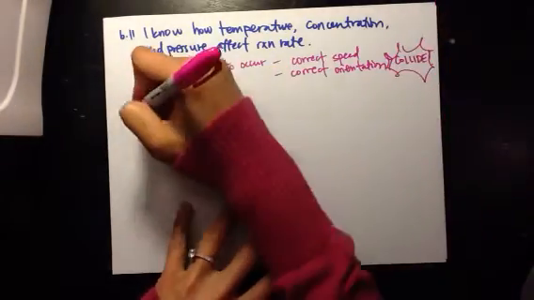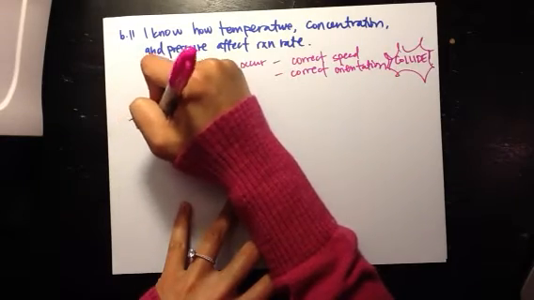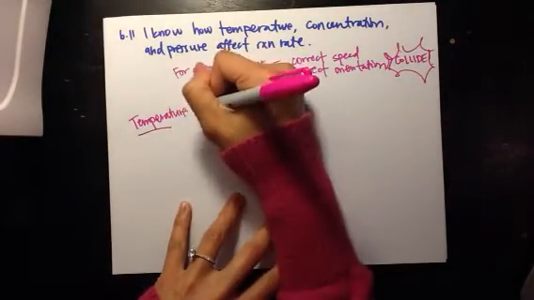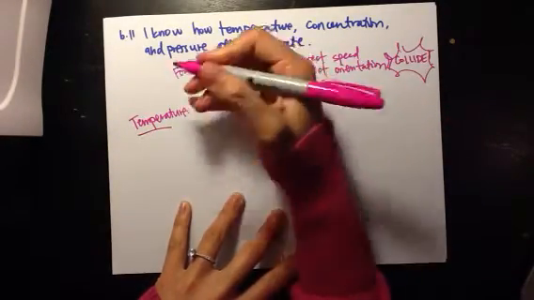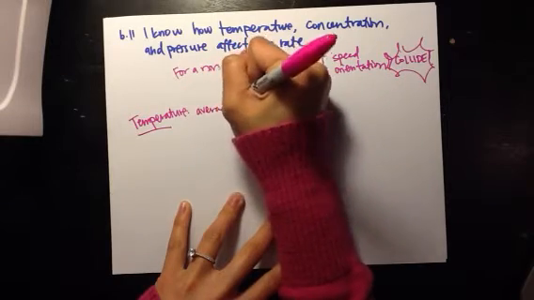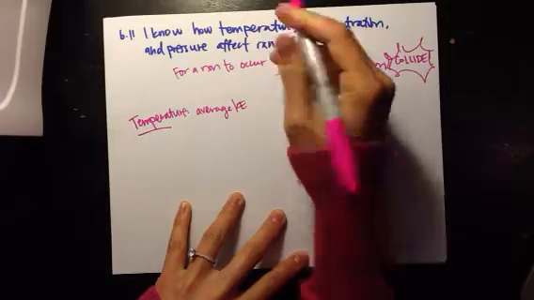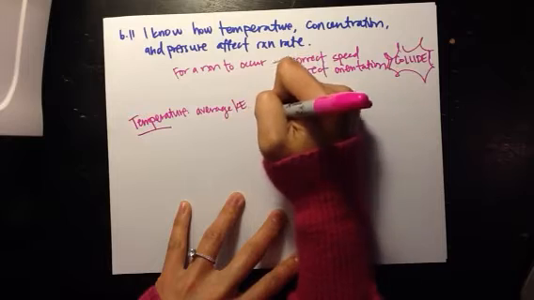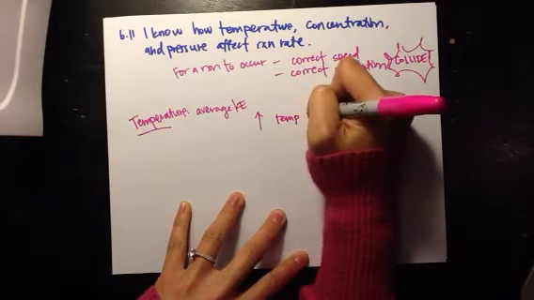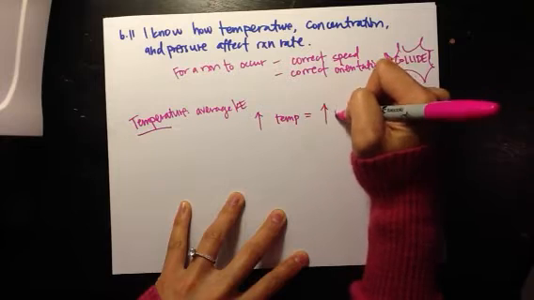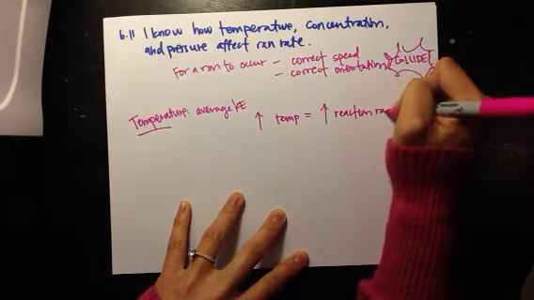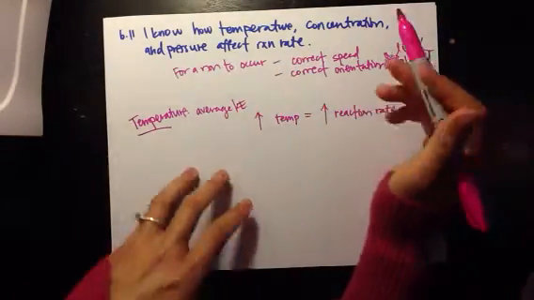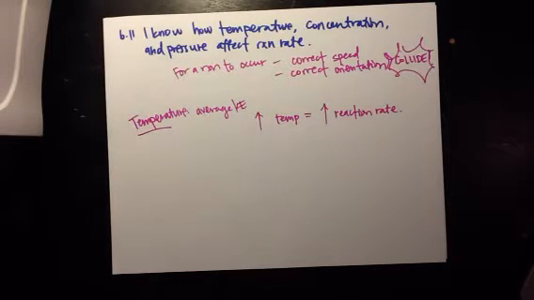Okay, now let's start with temperature. Basically what you have to remember about temperature is it is a measure of the average kinetic energy of a substance. So the higher the temperature, the faster the molecules are moving. So if you increase temperature, you're going to see an increase in reaction rate. Why? Because the molecules are moving faster, so the chances of them hitting each other are going to increase.